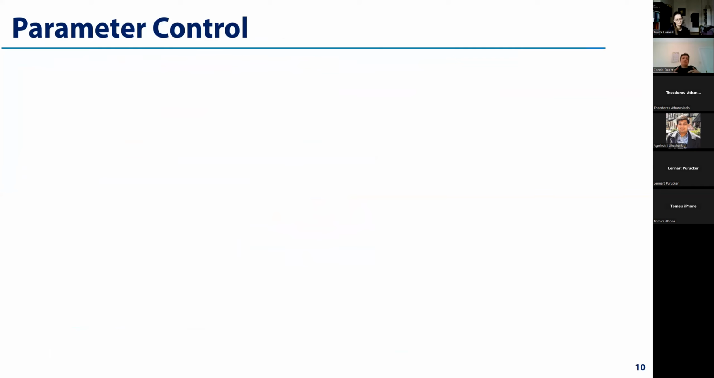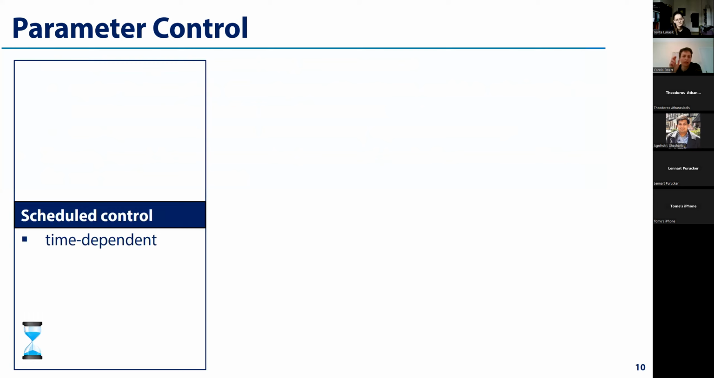Okay, and in evolutionary computation or in black box optimization in general, we call this parameter control. We don't want to choose the parameter once and then run it for the rest of the optimization process, but we really want to control it while we are optimizing. And I'm simplifying a lot, but there are three main approaches to parameter control. One, and probably the simplest, is scheduled control.